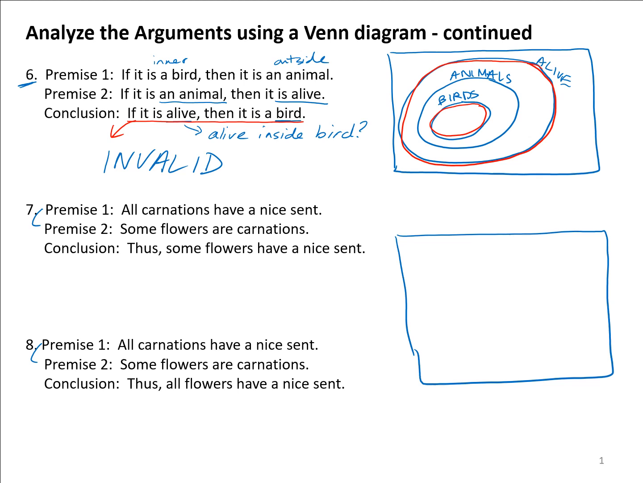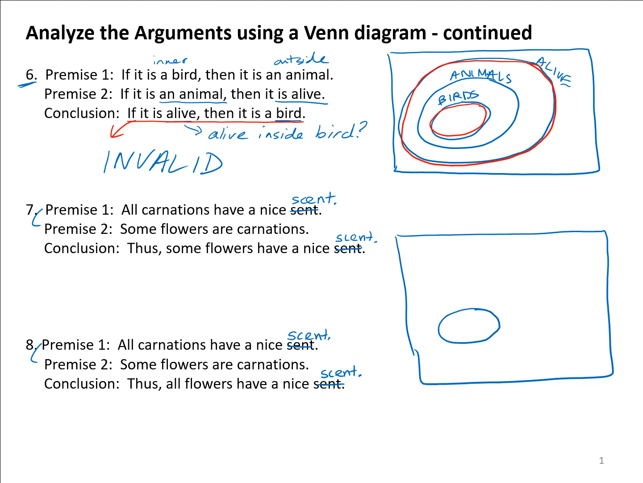The first premise in each one of these says all carnations have a nice scent. I put it spelled wrong there, but it's supposed to actually be scent as in what you smell. So a nice aroma, you might say. So I apologize. This may have been the program trying to guess what I wanted to write, and I didn't catch it, but it should have been scent in both of these cases. All of the places where I have it, it should be scent with a C. So all carnations have a nice scent.